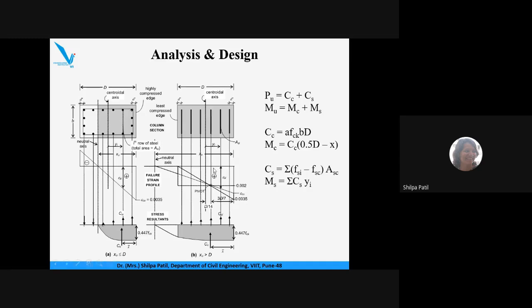Here in this particular slide, I have used two cases. The first is when xu is less than or equal to D, that is, when the depth of neutral axis is within the section. In this case, some portion of the column will be subjected to compression and the remaining portion will be subjected to tension, because our strain diagram is like a double triangle. This is the strain diagram, and in this portion there is compression and in this portion there is tension.